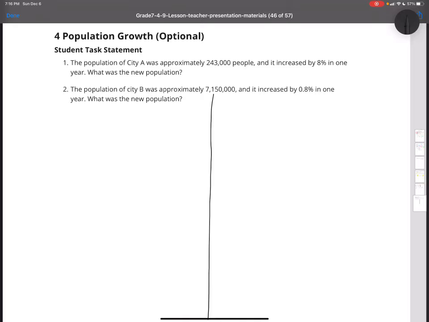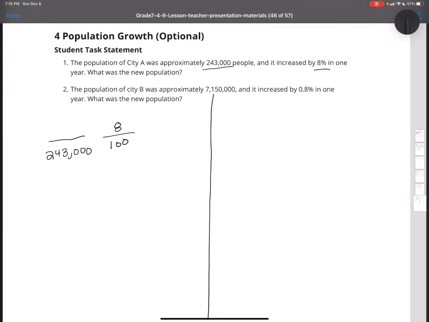So the population, which was 243,000, that is our whole, okay? Our percent is 8%. Now, I want you to think about it, right? It increased by 8%. So think about that, all right? But I'll play it friendly today and just put 8% over 100. But there is a different way, kiddos, all right?